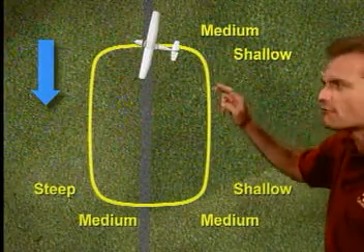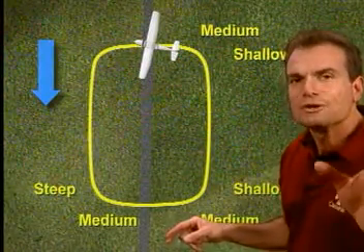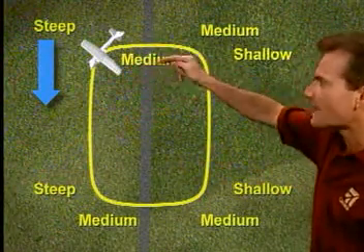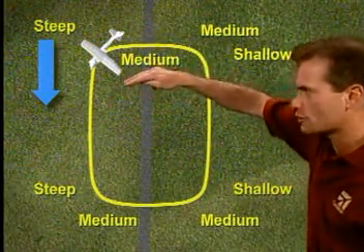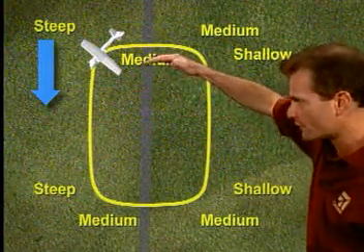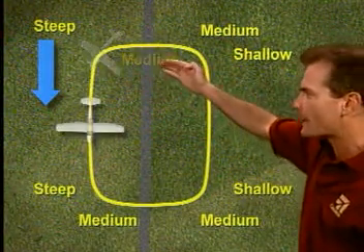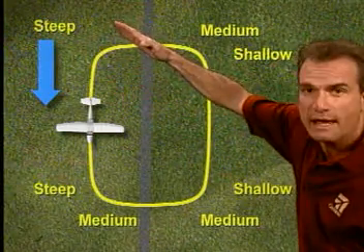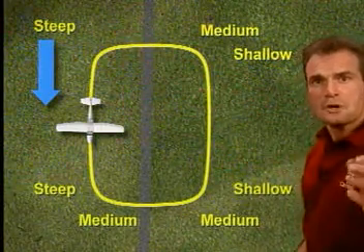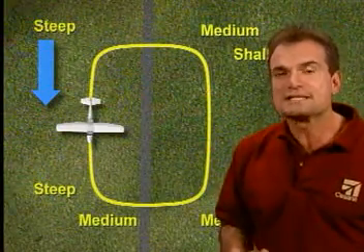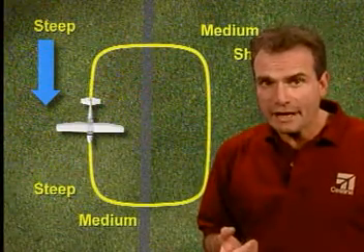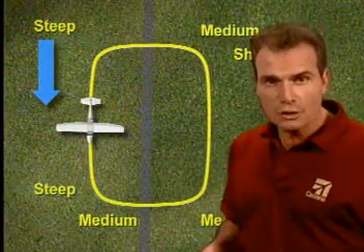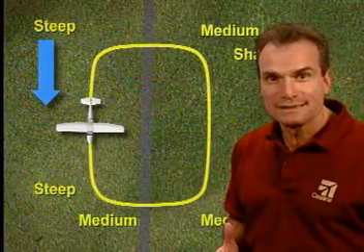Finally, for your last turn, you'll go from a medium bank to the steepest bank as your speed again increases, and you'll make more than a 90-degree turn to keep parallel with your road, because remember, you are crabbing away from the rectangle. Also, while you're doing all this, monitor your altitude and airspeed by looking both inside and outside the cockpit, just like you would in the traffic pattern.